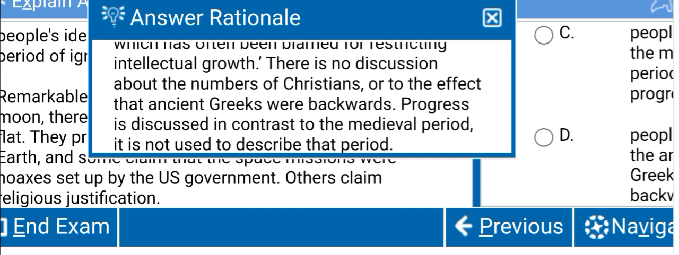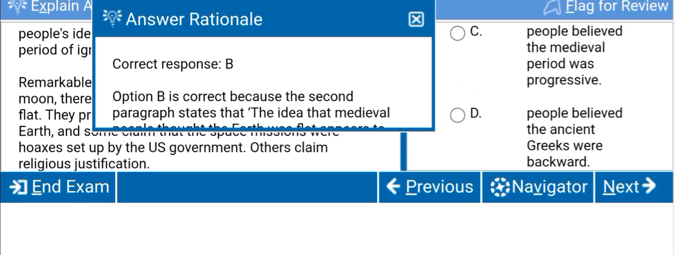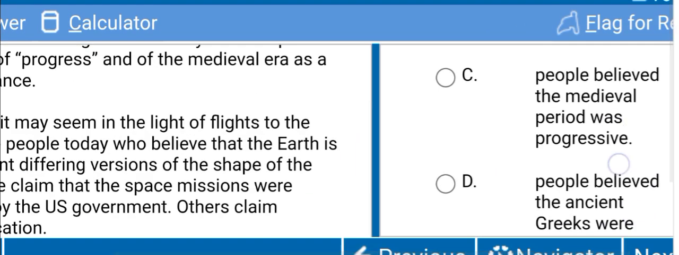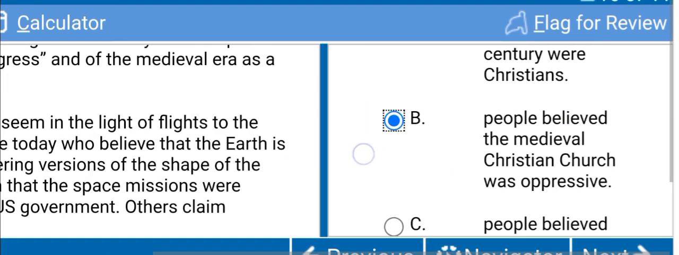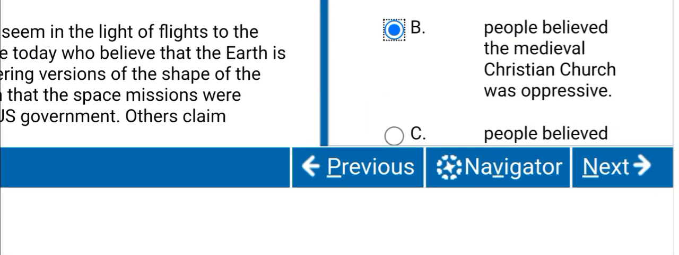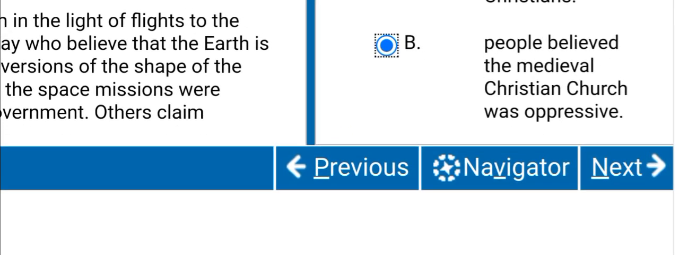Progress is discussed in contrast to the medieval period. It is not used to describe that period. So that's why option B, people believed the medieval Christian church was oppressive, is the correct option.